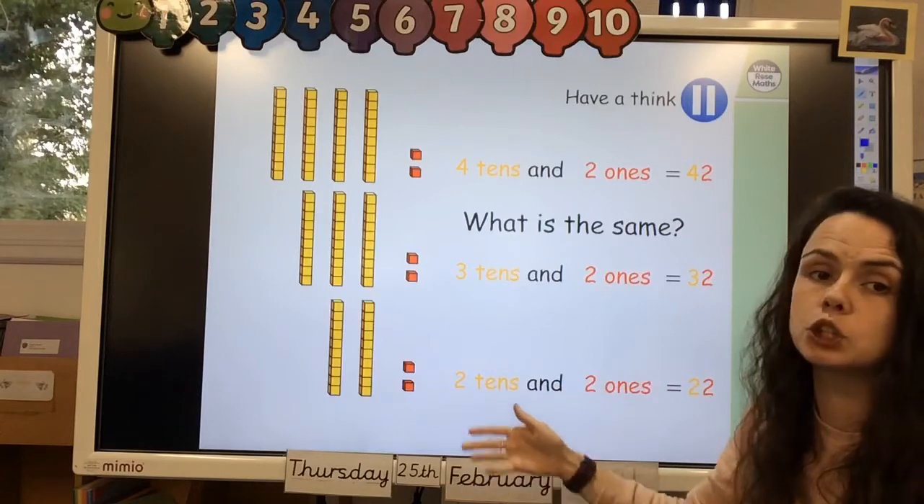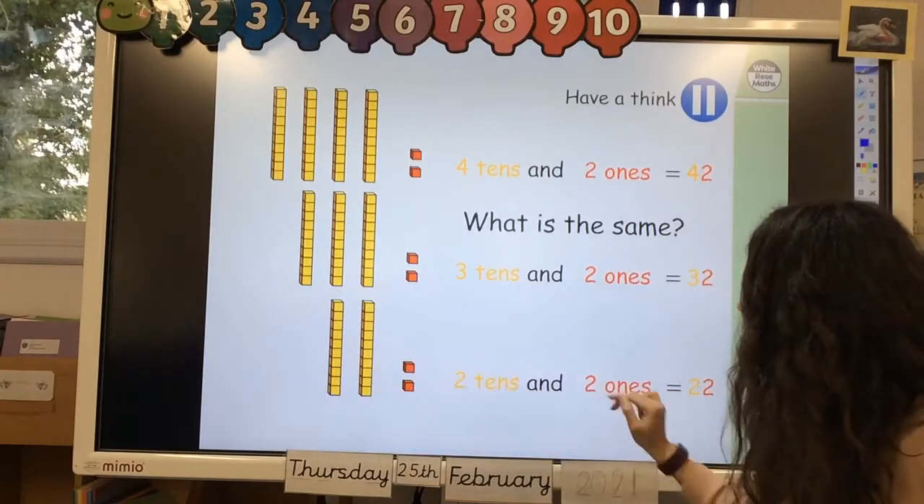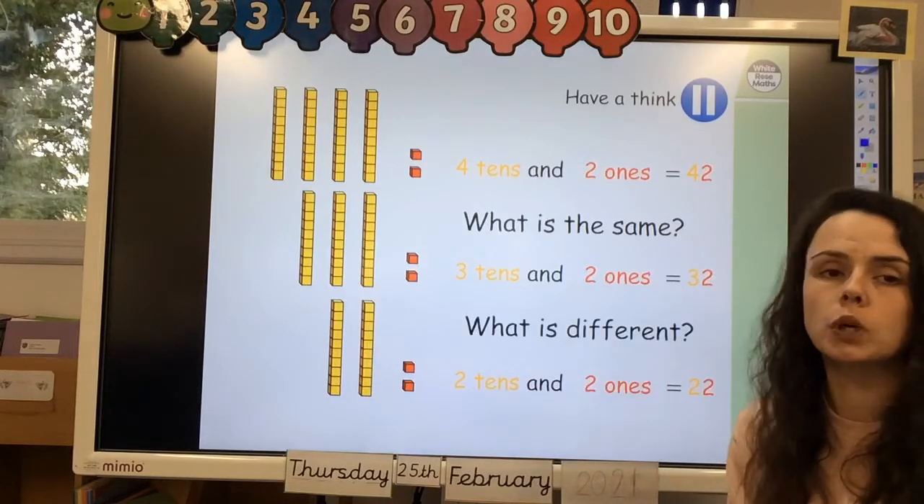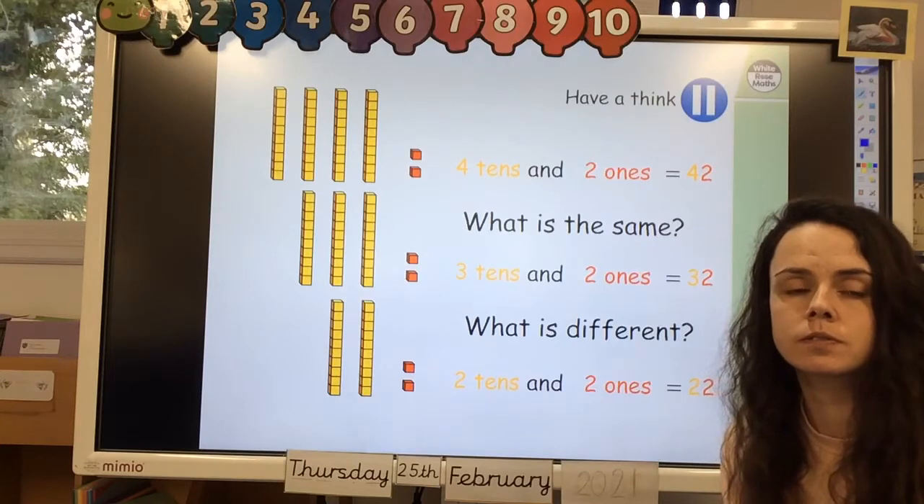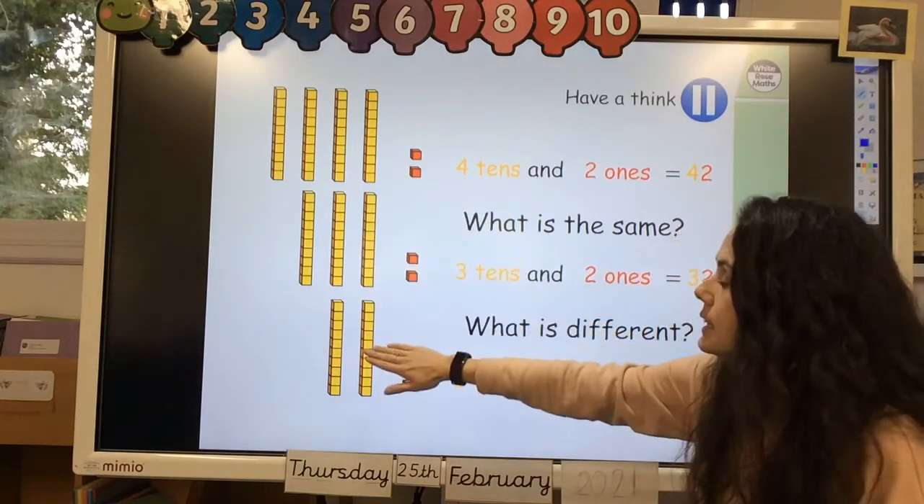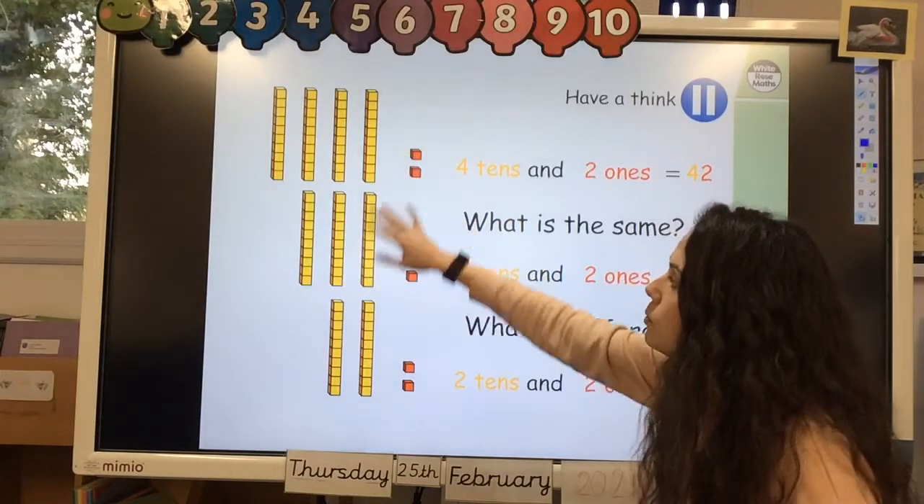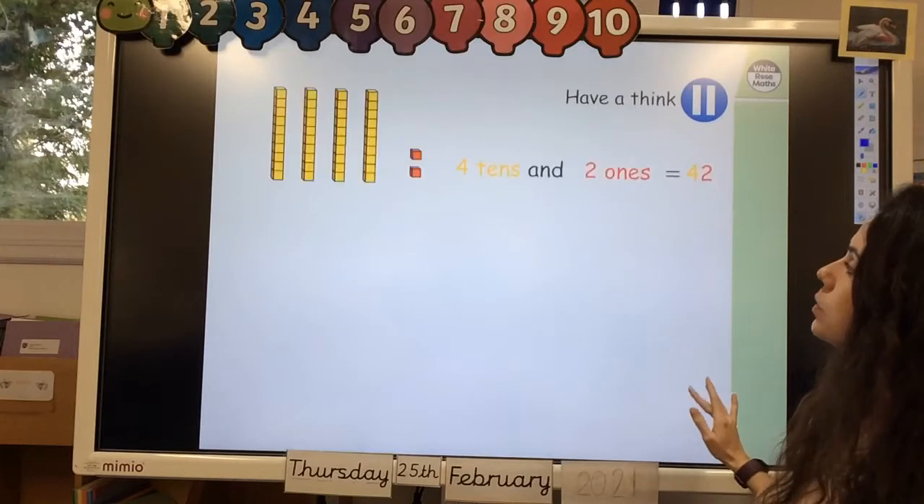If we had 22, so 2 10s and 2 1s, that makes 22. What's different here? Yeah, the 10s are different. We're getting a smaller amount of 10s. So 40, 30, 20. Well done. Let's go on and have a look at this.